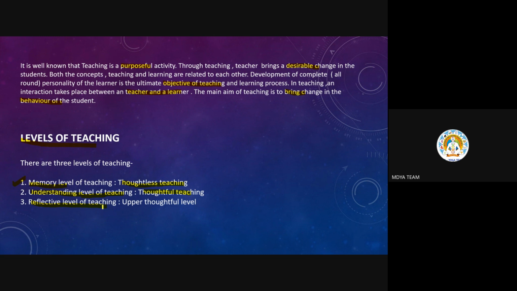The reflective level of teaching, or high level of teaching, is the upper thoughtful level, okay? You will see this in higher education, like graduation, post graduation, your PhD level. Reflective level of teaching is there. So there are 3 levels of teaching, okay? Memory level, understanding level, and reflective level.